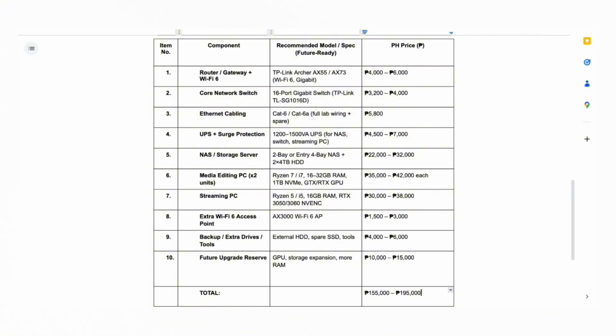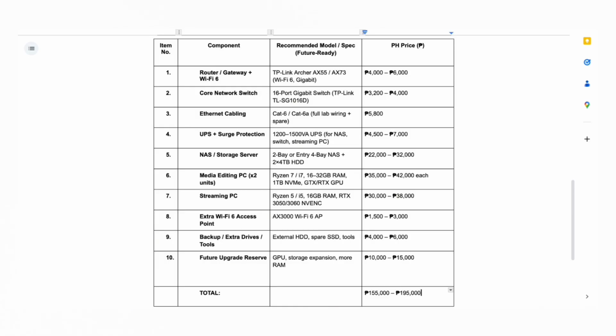The router with built-in Wi-Fi 6 capability is estimated to cost between 4,000 to 6,000 pesos. This device manages internet access and wireless connectivity for staff and volunteers. The core network switch, which serves as the backbone of the wired network, costs approximately 3,200 to 4,000 pesos. Ethernet cabling using Category 6 standard for all workstations, the NAS and the streaming rig is estimated at 5,800 pesos.